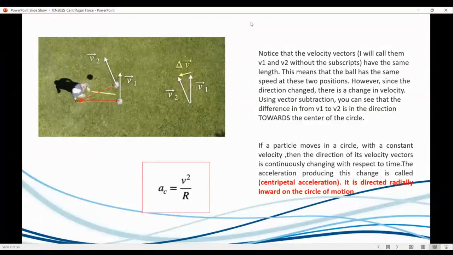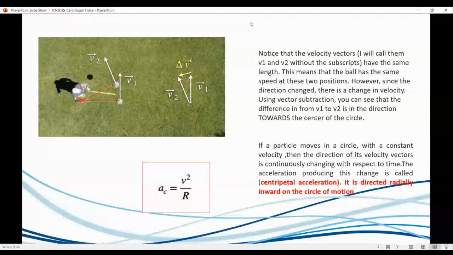So what it says, notice that the velocity vectors, V1 and V2, have the same length, meaning they're the same size. The ball has the same speed at the two positions. However, there's a change in direction. Look, one velocity vector is going up, the other one's going inside. Therefore we have to subtract the velocities, and since there's a change in direction, there's a change in velocity.